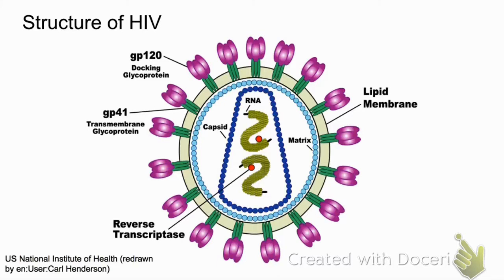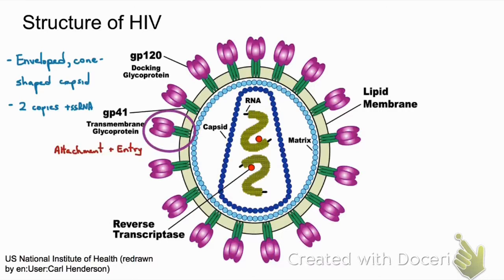The viral particle for HIV is enveloped, and it contains a cone-shaped capsid inside a spherical structure of matrix proteins. Within the cone-shaped capsid, we find 2 copies of single-stranded RNA associated with some proteins, including reverse transcriptase. On the envelope, we find 2 proteins, GP120 and GP41, which make up the spike, and these are going to be involved in attachment and entry of the viral particle to host cells. The reverse transcriptase is an RNA-dependent DNA polymerase.